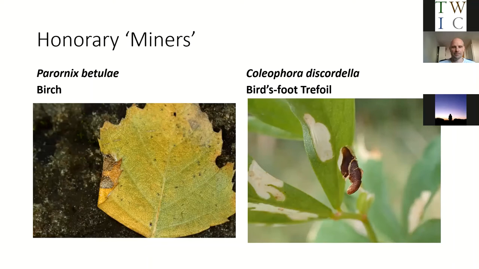But once they exit the leaf, they free feed underneath a folded over corner of the leaf. Quite often it's a lobe. But they're quite distinctive folds on the leaf margin. And so the moth larva is free feeding on the surface, but underneath a fold. And we record them at the same time of the year as leaf miners. So they sort of end up almost being honorary miners effectively.